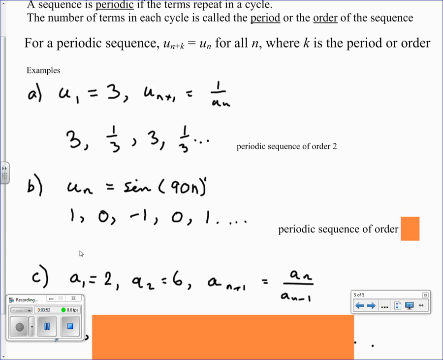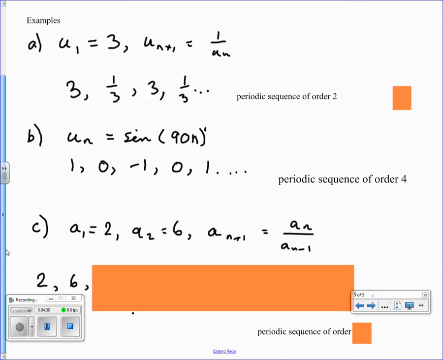U1 is 3, and the next term is always found as the reciprocal of the one we've just had. So it goes 3, a third, 3, a third. And each pattern is only 2 terms long, so this one's a periodic sequence of order 2. The next one, if we have un is the sine of 90n degrees, so if n is 1, that's the sine of 90 degrees. And then we have the sine of 180 degrees, the sine of 270 degrees. And the pattern repeats. And this one's a periodic sequence of order 4, because you have to have 4 terms before the sequence repeats.